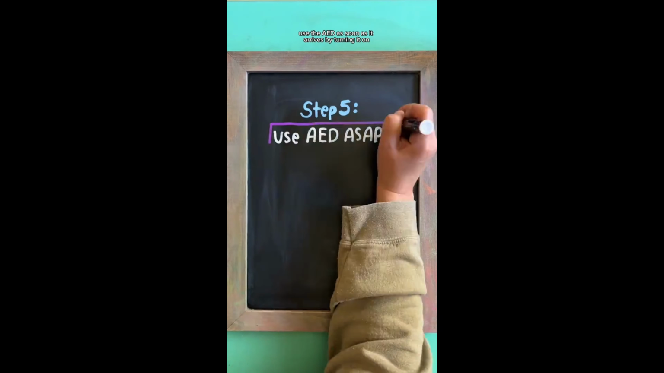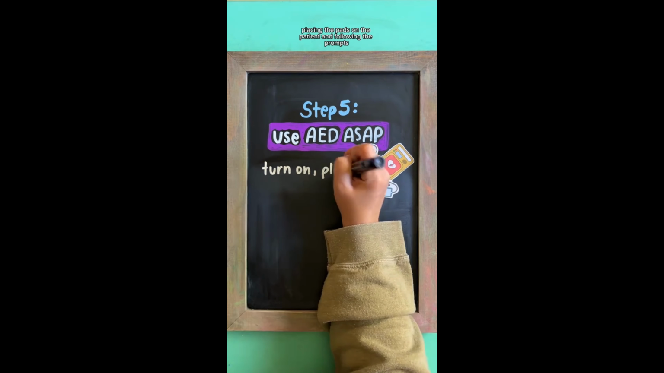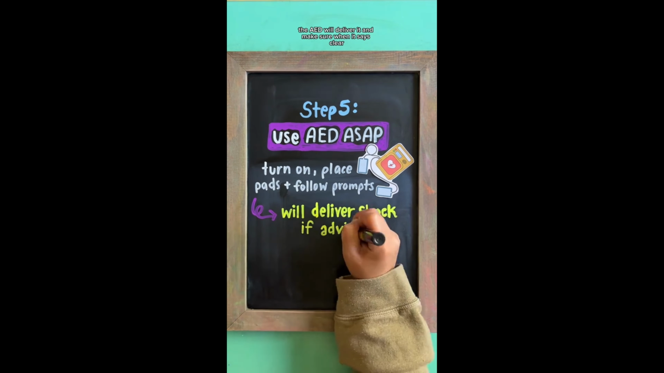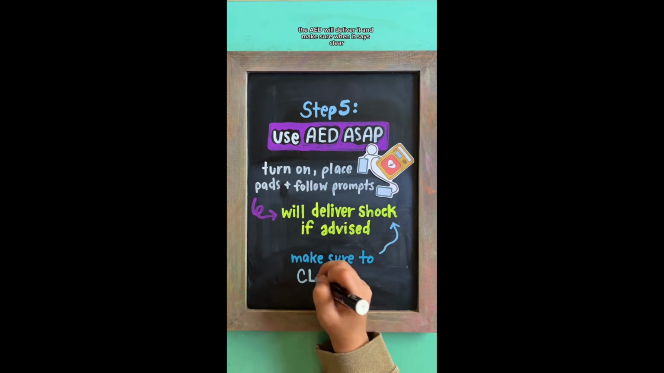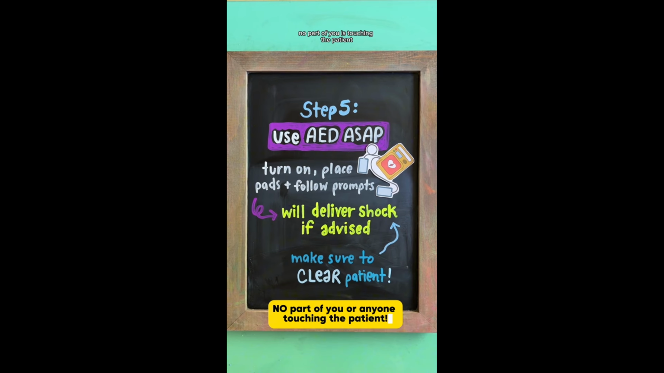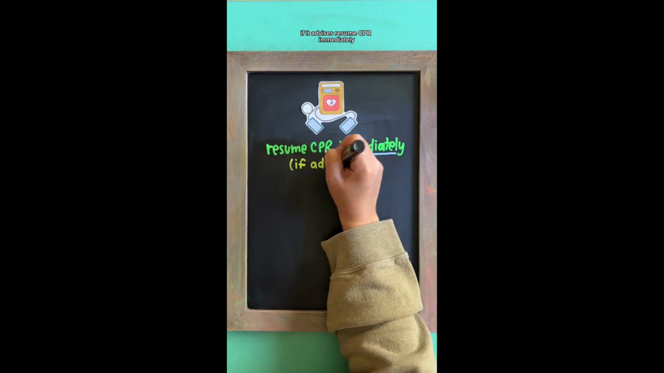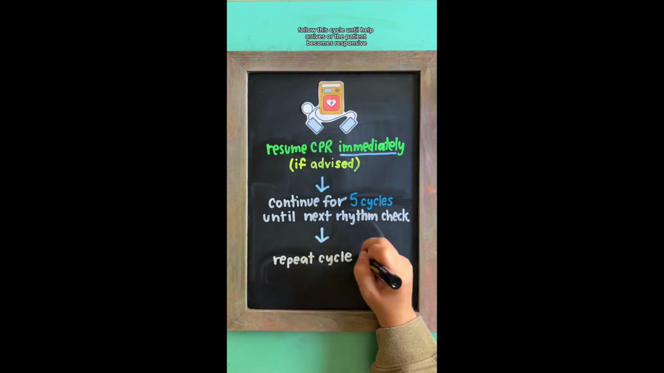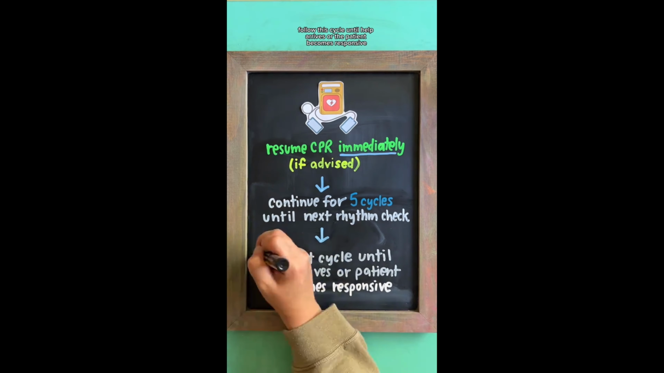Use the AED as soon as it arrives by turning it on, placing the pads on the patient, and following the prompts. If a shock is advised, the AED will deliver it, and make sure when it says clear, no part of you is touching the patient. If it advises, resume CPR immediately and wait for the AED to advise for another rhythm check, which is every 2 minutes. Follow this cycle until help arrives or the patient becomes responsive.